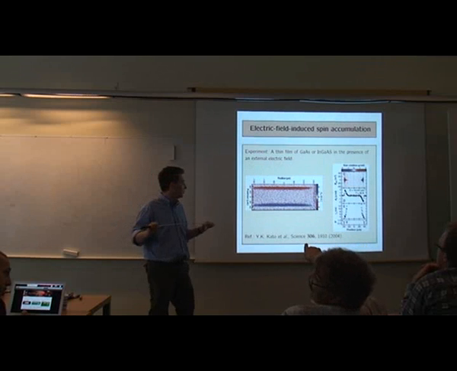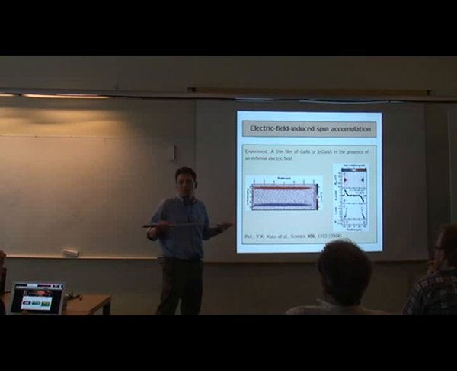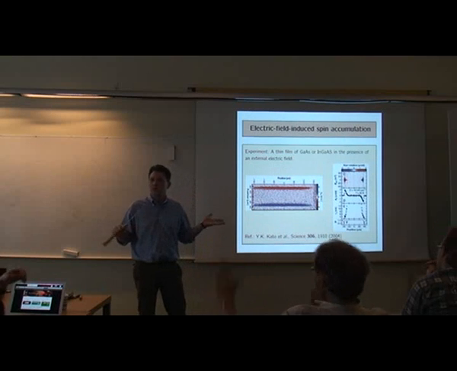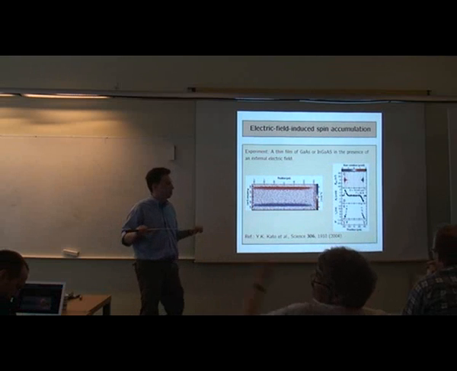But wouldn't you also have a magnetic field itself generated at the edges? Well, it's a two-dimensional system. Maybe there is a magnetic field. Yes, there is. You have spin polarization, but there's also a field on top of it.